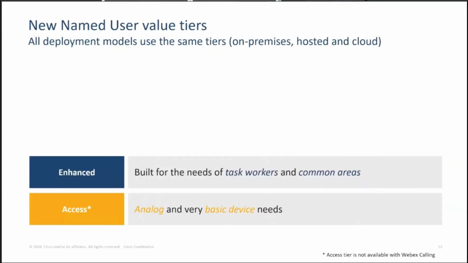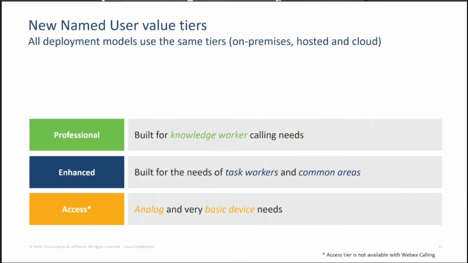Enhanced licenses, those map to enhanced UCL licenses. They're built for what's called task workers. So on the Flex 2.0 plan, it was focused exclusively around knowledge workers, and it didn't stretch to a lot of people's overall model, right? So enhanced is built for a task worker, meaning a person who has a single device, a voicemail, or a common area device.